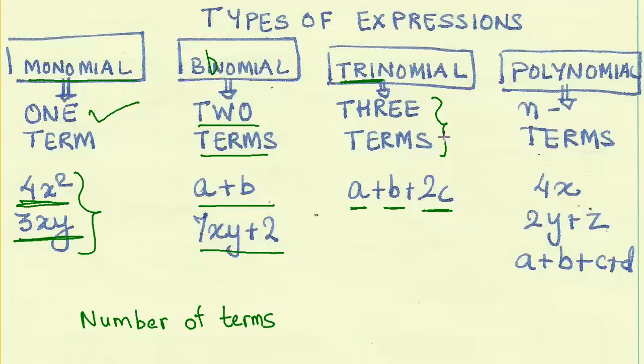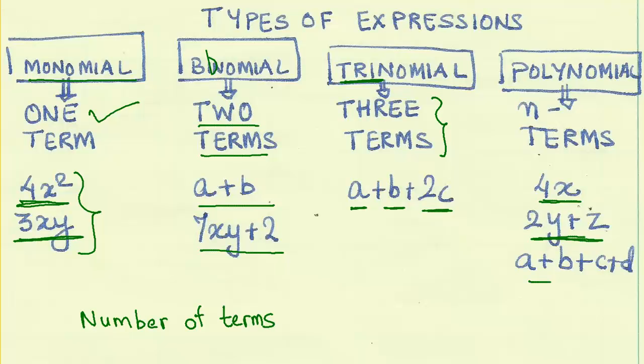And then if we generalize the expression, a general name for an expression could be polynomial, which means n terms, where n could be any number from 1, 2 and so on. If you look at this 4x, this has only one term, but it is a polynomial. This is a binomial. Again, binomial is a special type of polynomial.